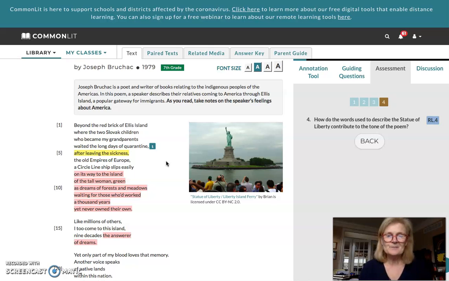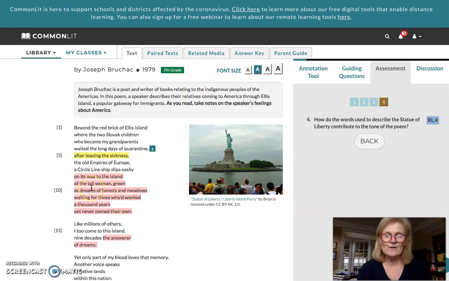represented to the answer of dreams. And so I want to go back to this very specific description of the Statue of Liberty. And it is a tall woman, so larger than life, green as dreams of forests and meadows is the second portion of it. I want to look at that imagery: green as dreams of forests and meadows. You want to think about what forests and meadows represent. Why compare her to forests and meadows?